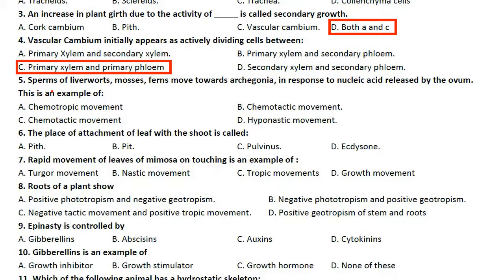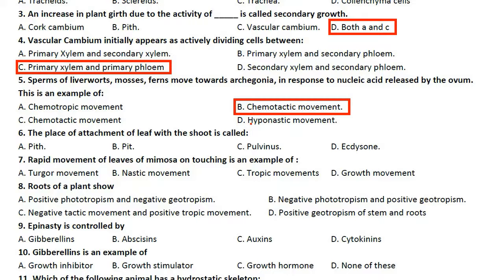Question number 5: sperm of liverworts, mosses and ferns move towards archegonia in response to nucleic acid released by the ovum. This is an example of. Always remember that plants show different responsive movements, and among them, the movement of sperm towards the archegonia in response to the chemical released by the ovum is an example of chemotactic movement. So option B is the correct one.